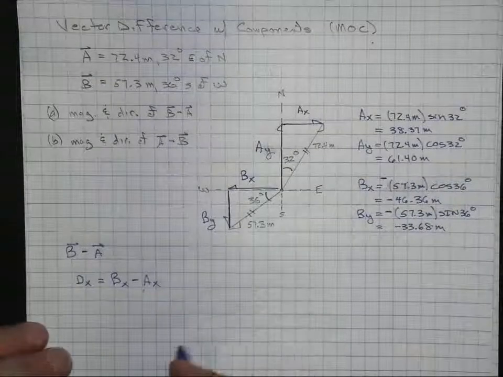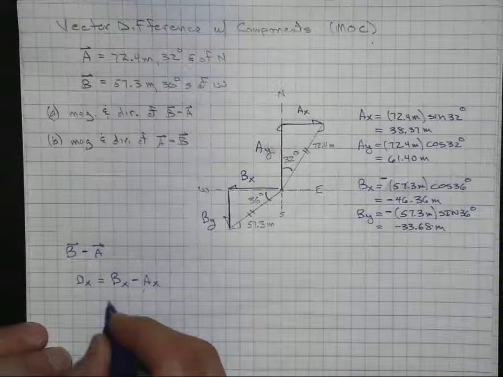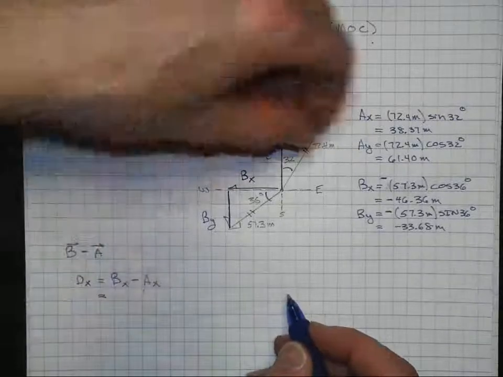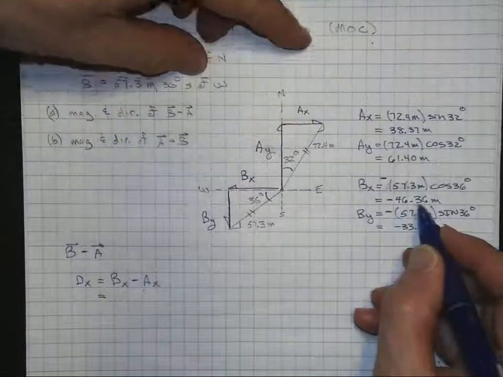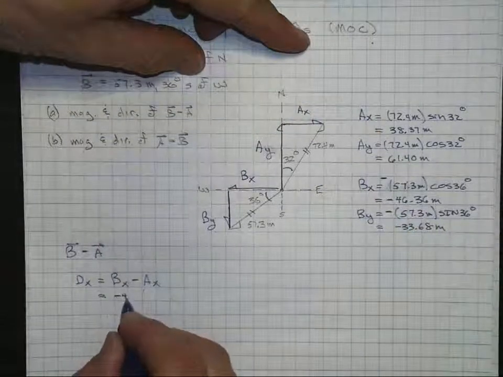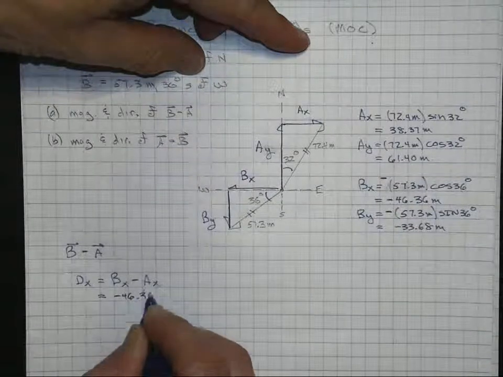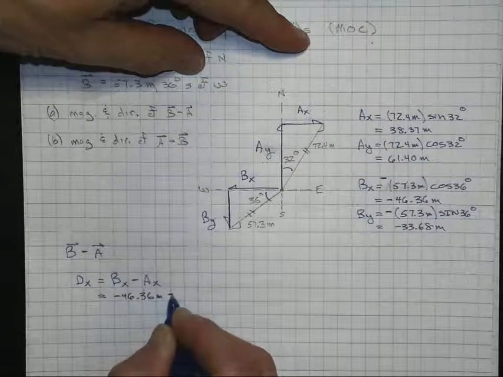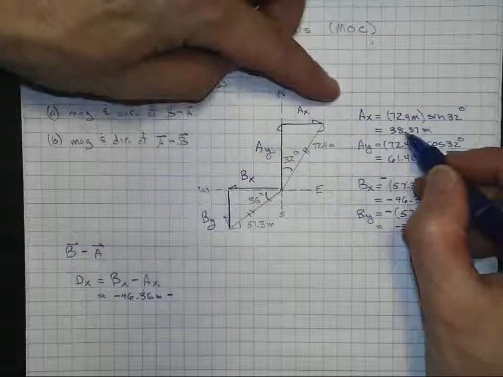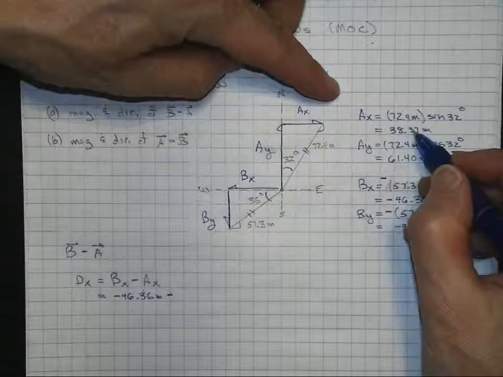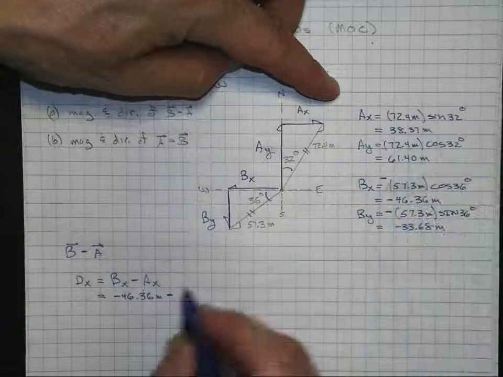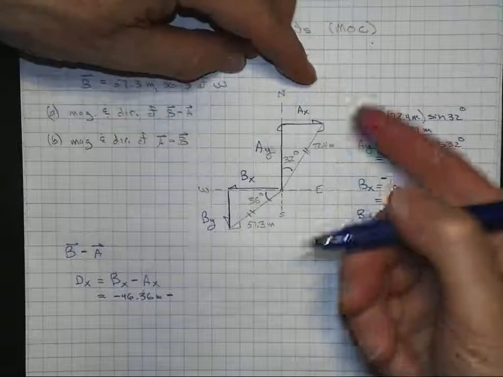Okay? And we're going to look at our numbers and be a little careful about this. So we look at bx. Bx from our list over here is minus 46.36 meters. And we're going to subtract ax. Now ax is pointing to the right, but we're going to flip it over because we're subtracting. We're going to move it. It's going to actually be pointing in the other direction now.